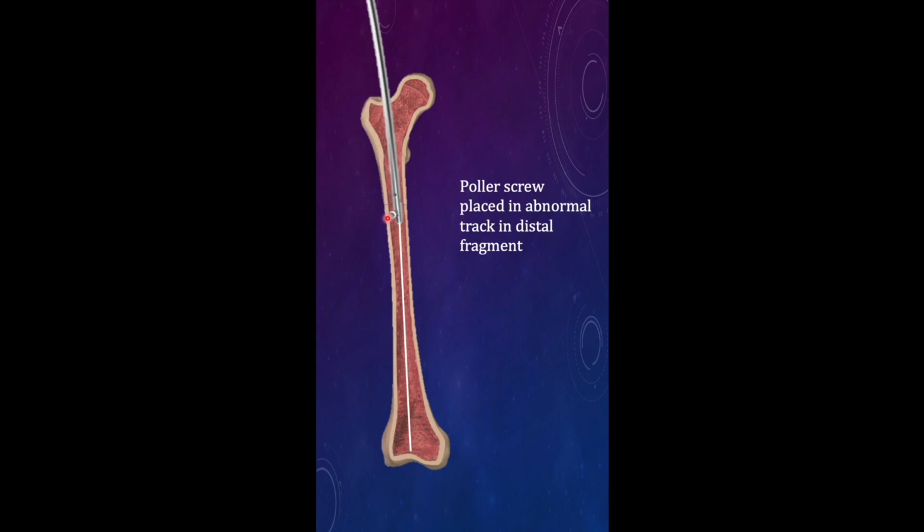But be careful when placing the Poller screw. Better place the Poller screw in the area where the canal is wider, because we should leave some room for the nail to pass. If we place a Poller screw in an already narrow track, then we'll face difficulty in placing the nail through the narrow canal, and sometimes we will fail to pass the nail, and this can result in an iatrogenic fracture also.